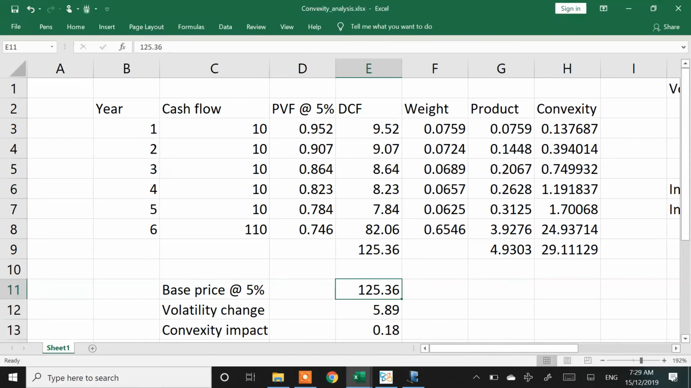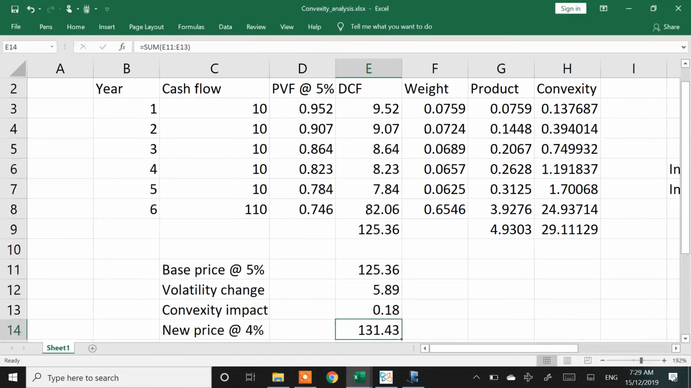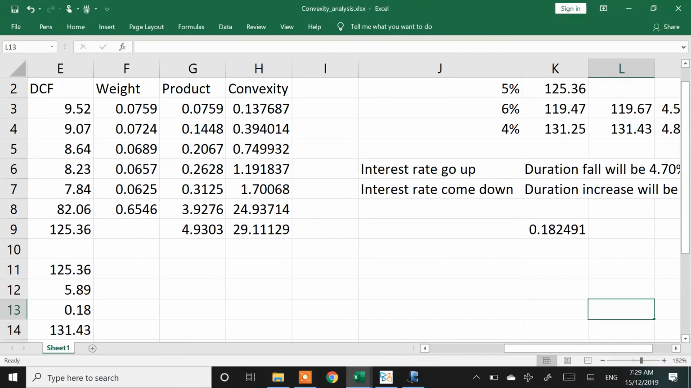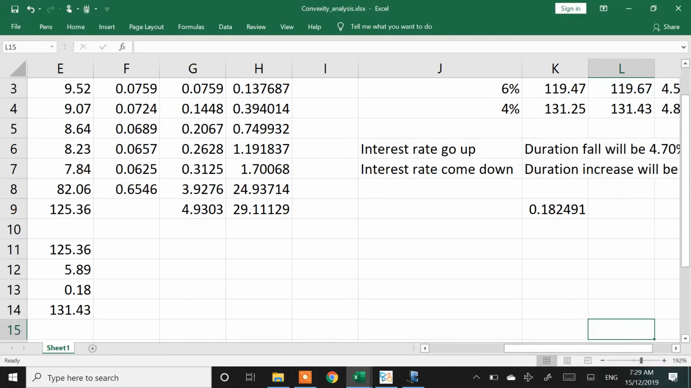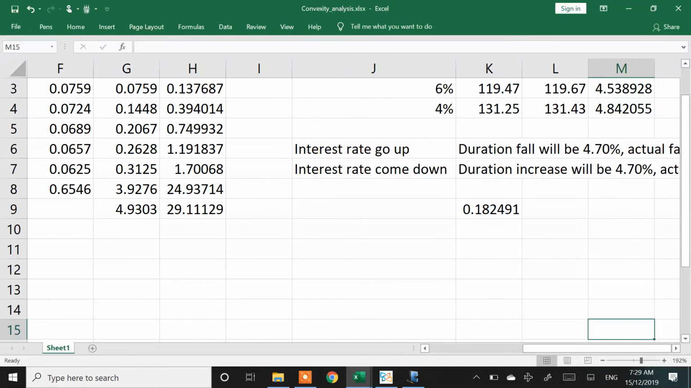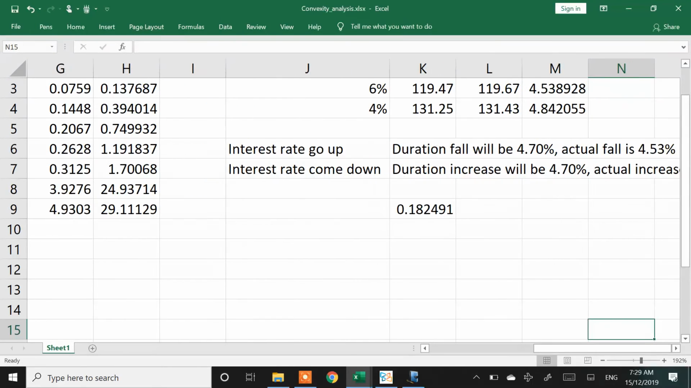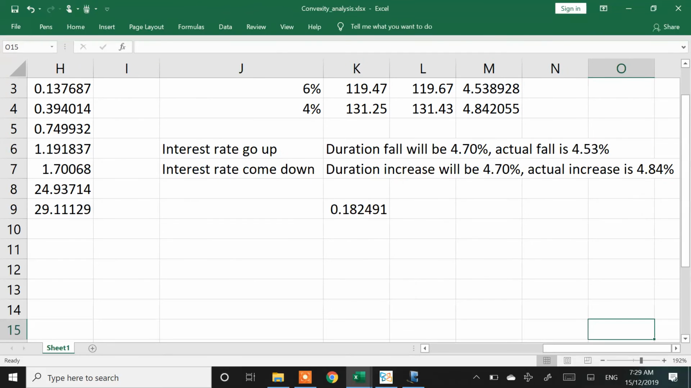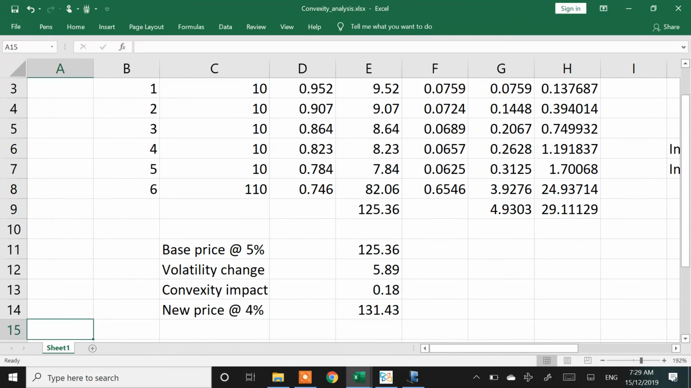Volatility will have an impact, and there is a convexity impact which is done, and this convexity impact will help me in better measuring the right price. So if I just do a duration kind of a change, duration will say the fall will be 4.7%, increase will be 4.7%, because the actual fall is slightly higher or slightly different, and that impact can be done through this convexity adjustment.